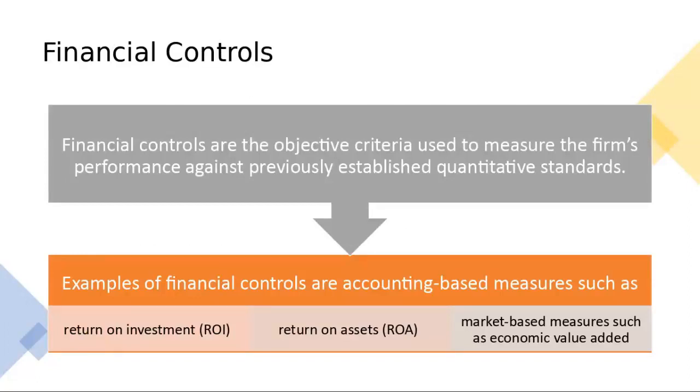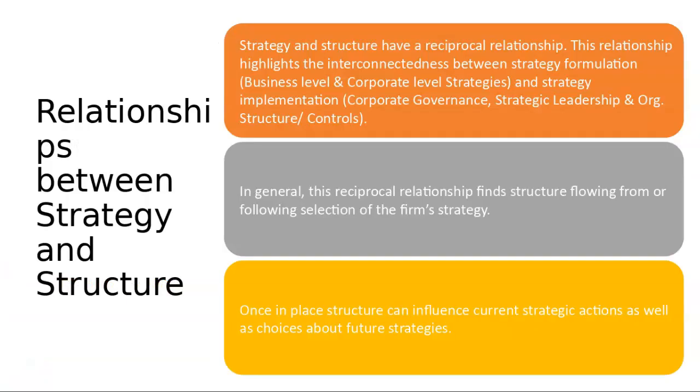Financial control obviously is the criteria used to measure the firm's performance against previously established quantitative standards, right down to the money. So examples of financial controls are accounting-based measures such as return on investments, return on assets, market-based measures such as economic value added, and those things that you look at when you're working out your ratios for that section of the case analysis.